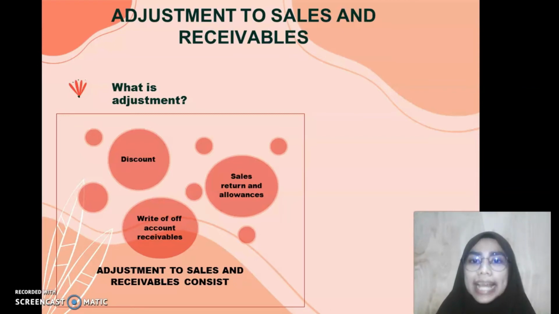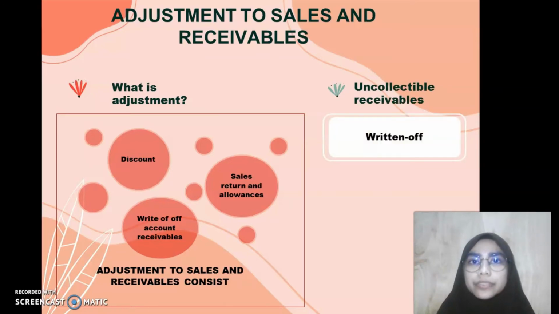Looking at the sales return. The sales return should only be allowed after checking that goods were actually returned by the customer. The sales return document should correspond with the sales invoice. The next one is uncollectible receivables. Uncollectible receivables should be written off to make sure that the amount of the receivable is at its realizable value.